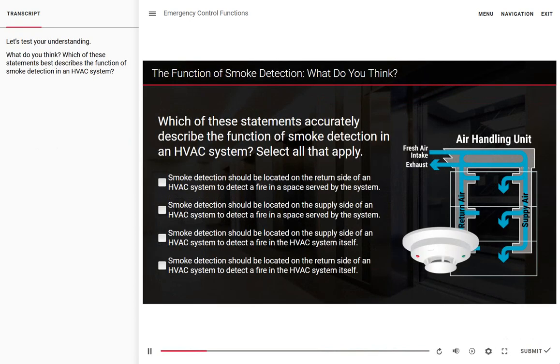Let's test your understanding. What do you think? Which of these statements best describes the function of smoke detection in an HVAC system?